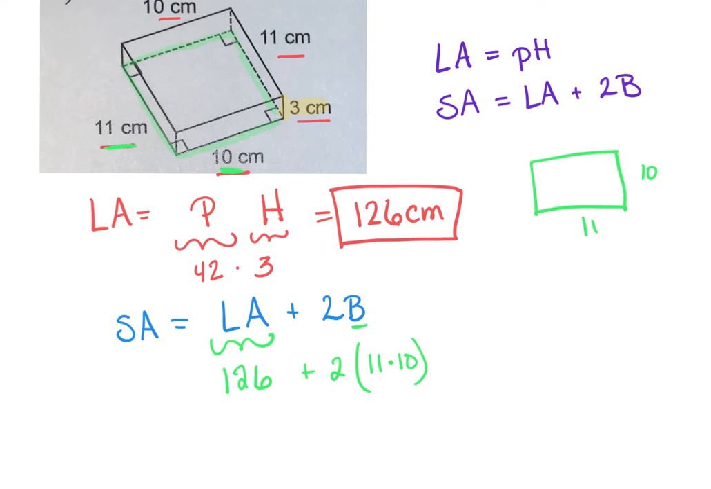And so I am going to take the 126 and I am going to add the 220, right? And I am going to get 346 centimeters squared as the area of my, actually they're both squared, as the surface area. So I have solved for lateral area and I have solved for surface area. And I am done with that one.